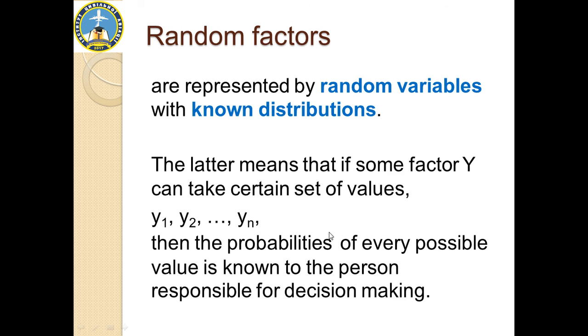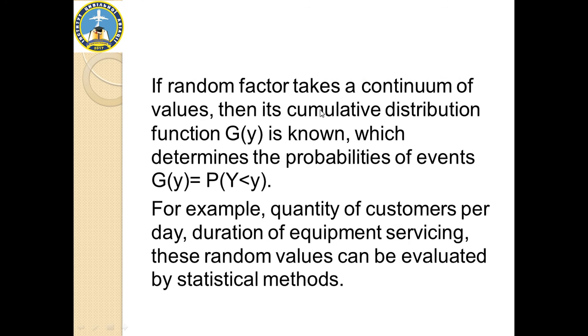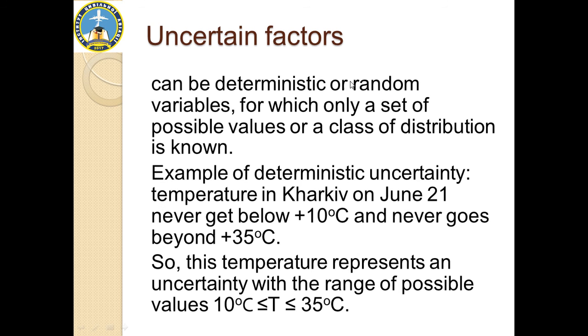Sometimes these random factors can have a continuous distribution or a discrete distribution, so I'm not going to focus on this slide for too much time. Uncertain factors. The difference between random factors and uncertain factors is that for uncertainties, we don't have a probability distribution. We can only know a class of distribution.